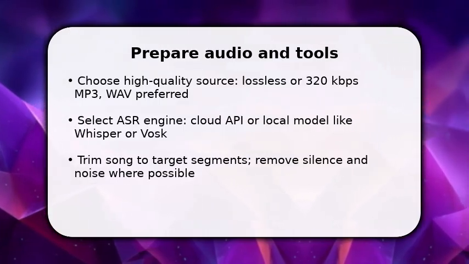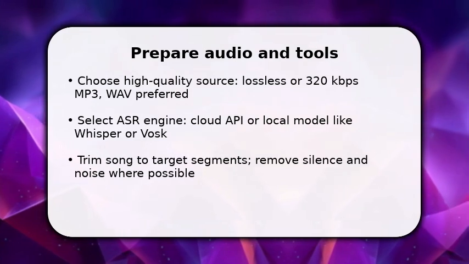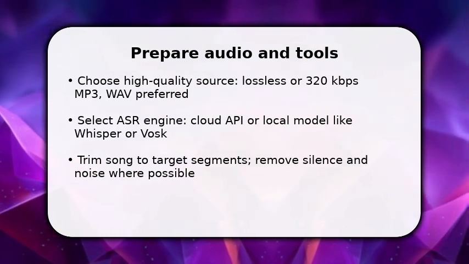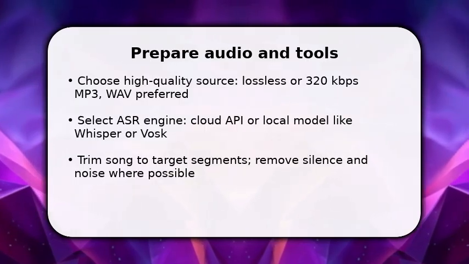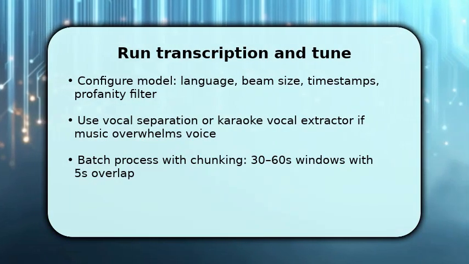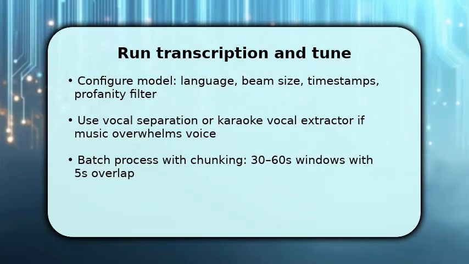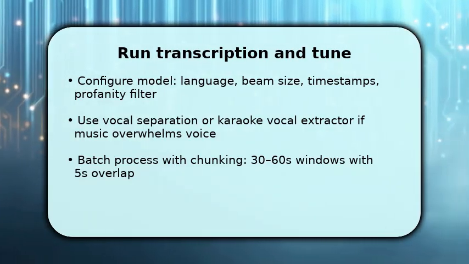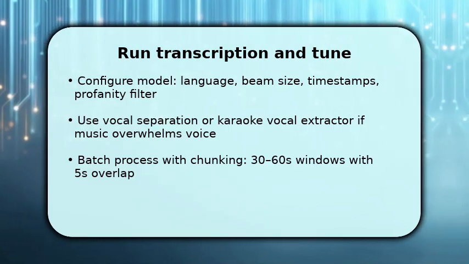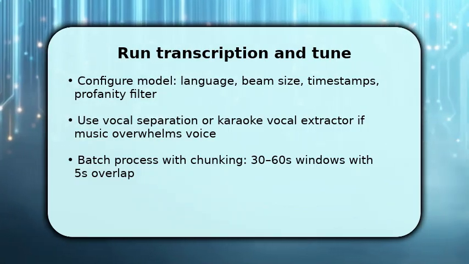Finally, set sample rate to 16 kHz or 44.1 kHz depending on your model to avoid resampling errors. You now run the transcription and tune parameters for best results. Start by chunking the song into 30 to 60 second windows with a small overlap so transient words aren't lost. This also prevents memory issues.